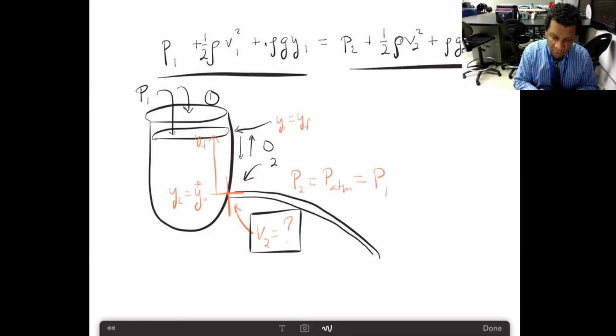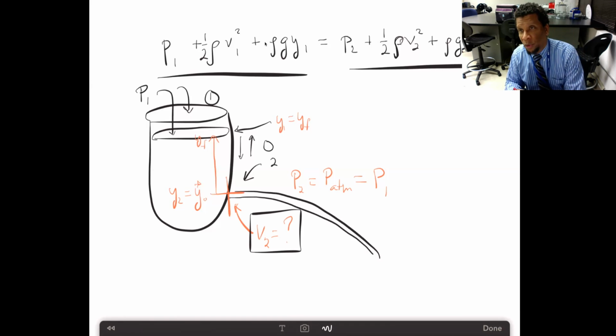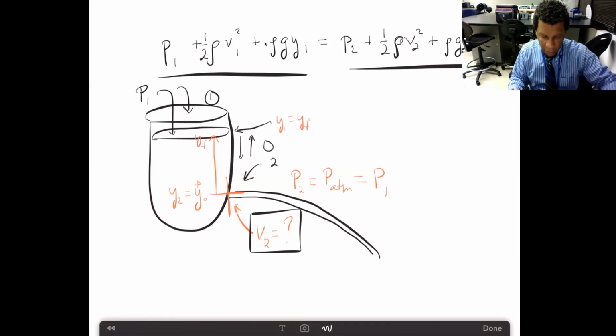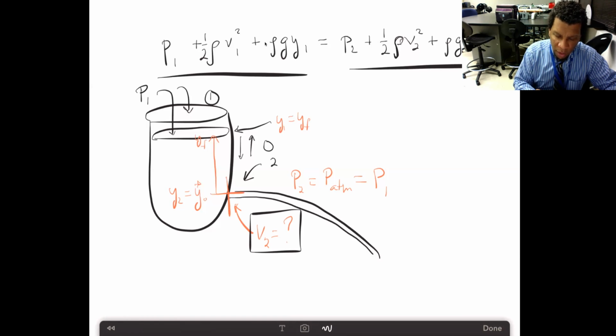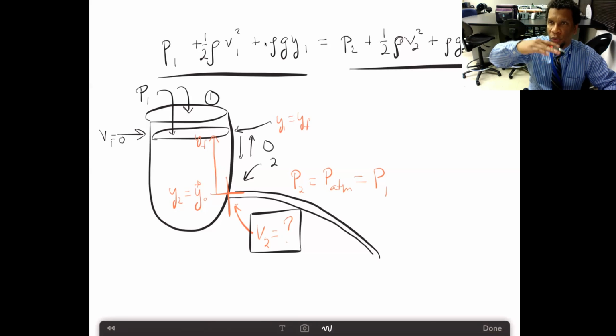Emanating from this orifice of this fluid. And we're going to use Bernoulli's equation to do that. All right, so let's just go ahead and state how some of these things are going to behave. Let's say that this fluid at the top here, or V1, is going to be equal to 0. In other words, it's not going to move, all right?